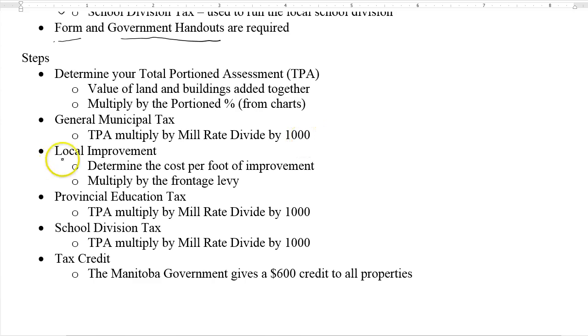The next is our local improvement. First thing you have to determine is what improvement is being done to your property and figure out the cost per foot of that improvement. Well, to do that, we have to switch to our charts again.